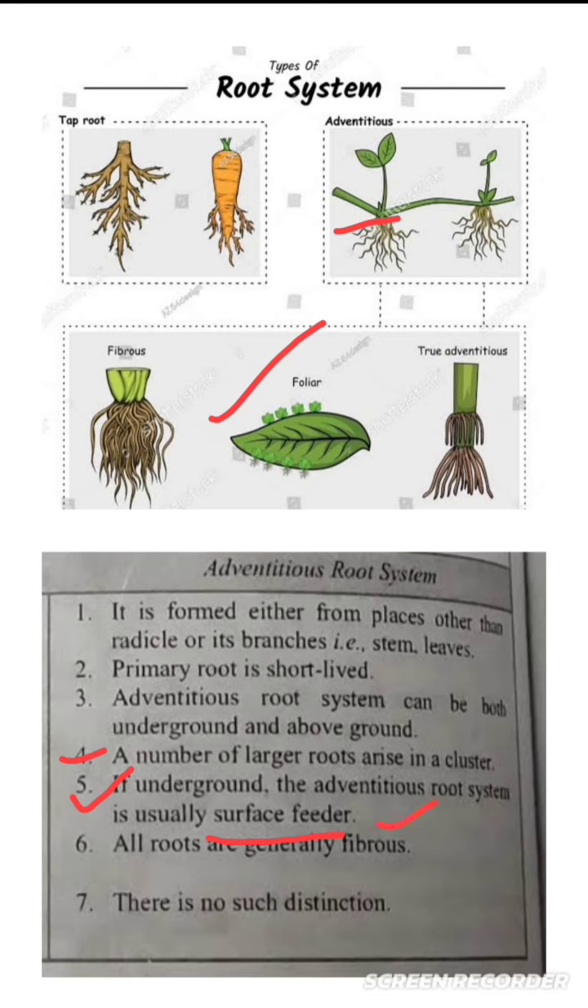Next point is, all roots are generally fibrous in nature. So these adventitious roots, all the roots are generally fibrous in nature.